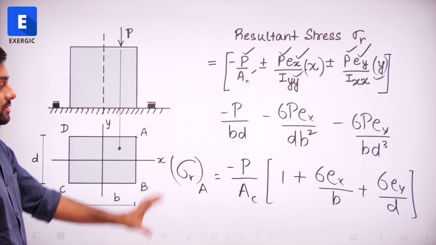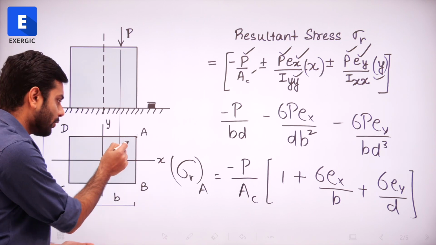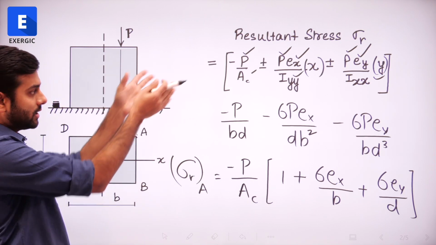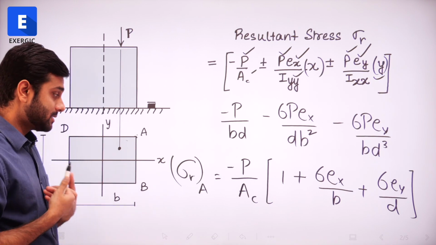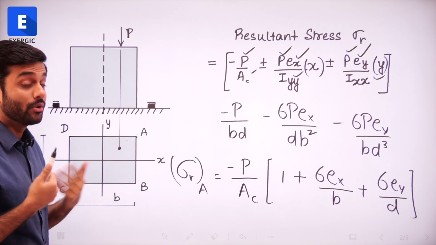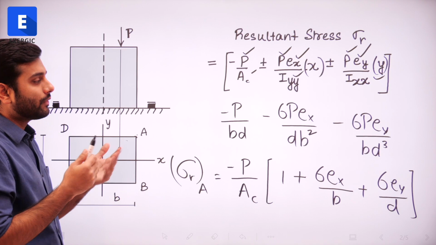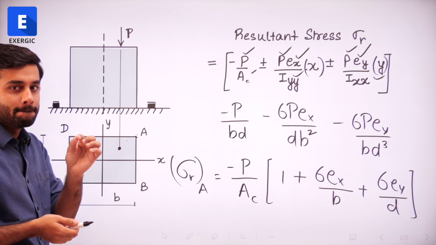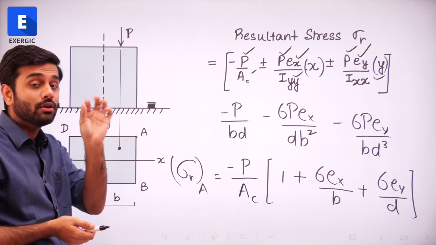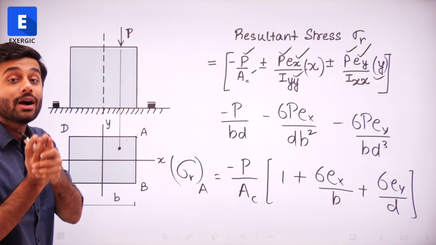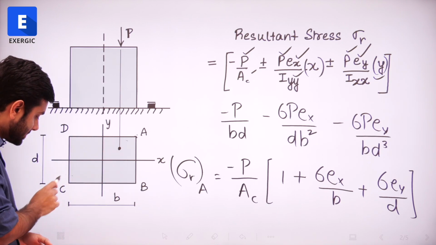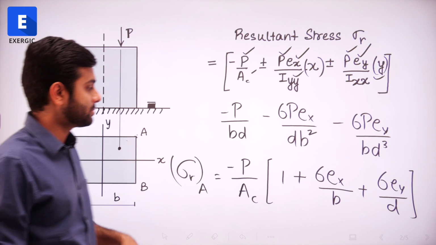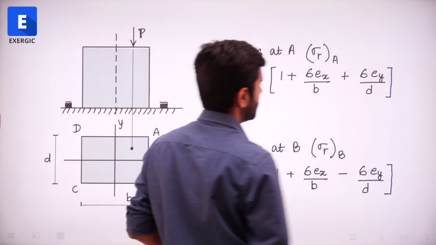Right? So similarly, to find it out at some other point, you need to know the x and y dimensions, put them there, and you will get it. But right now, what is the question? It is asking us for what value of the eccentricities, or for what value of coordinates, we are going to have zero stress at C. So we are more interested in the point C here, right? To write down the expression for C, but still, just for the knowledge, I have written all of them.